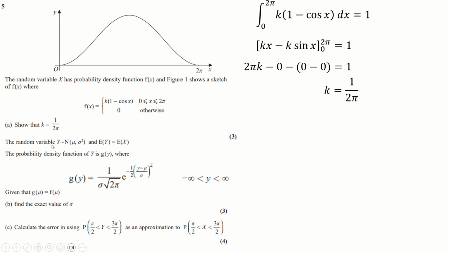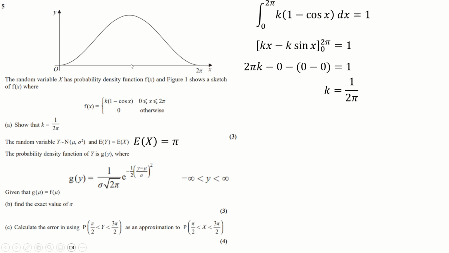We've got a random variable y, which is normally distributed, and E of Y equals E of X. Now, just note E of Y is just mu here, because that's the mean. That's the expected value of Y just there. Expected value of X is just pi because of the symmetry within this curve here. And clearly this is symmetrical because 1 minus cos of x is symmetrical. So E of X is just pi.